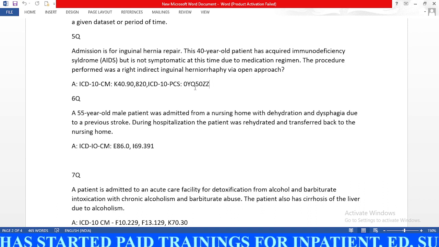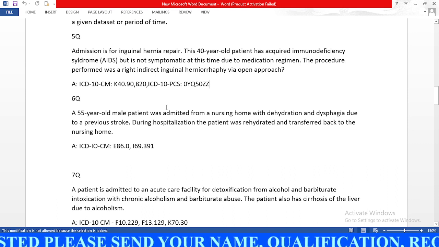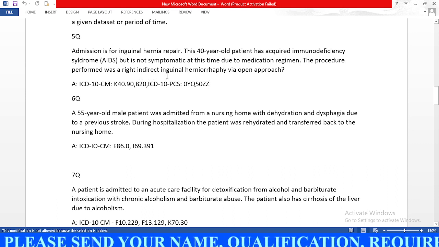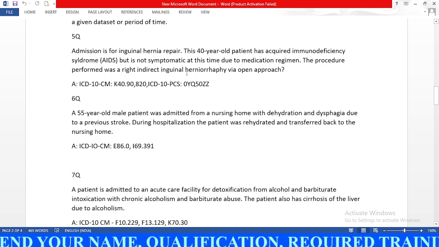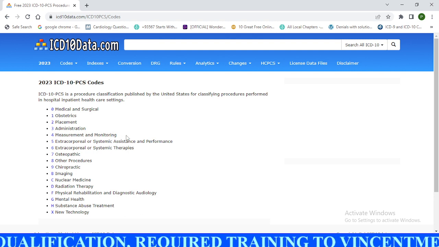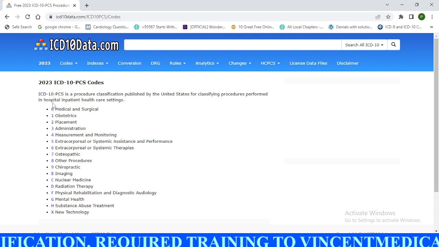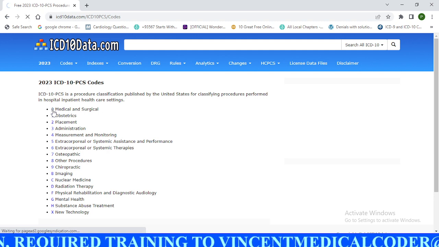We will see it in the software. So in this question, the physician has performed a right indirect inguinal herniorrhaphy via open approach. So herniorrhaphy means repair of the hernia. So as usual, here the physician is performing the surgery, so we need to select the medical and surgical section.